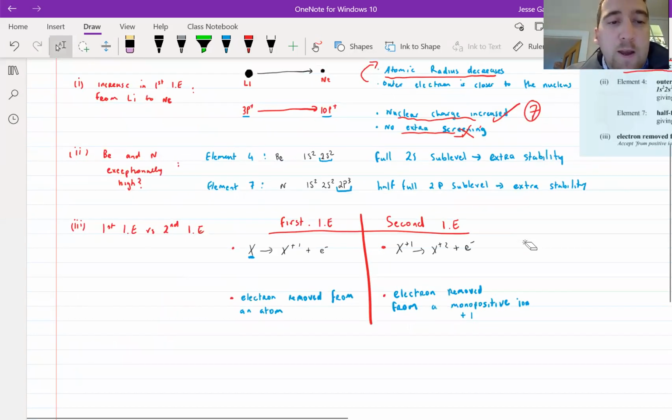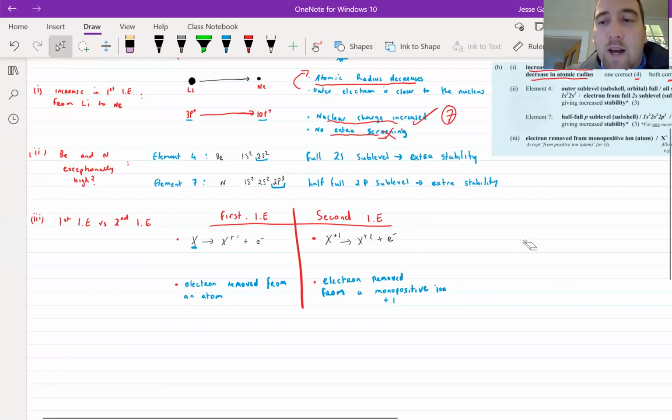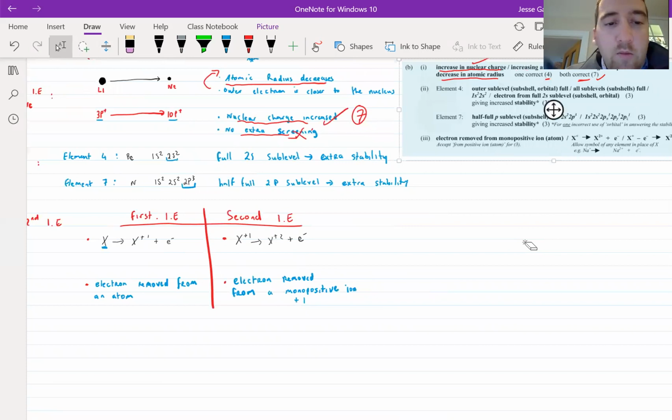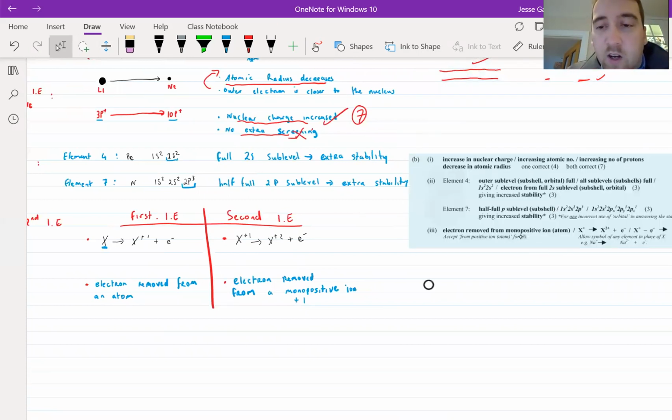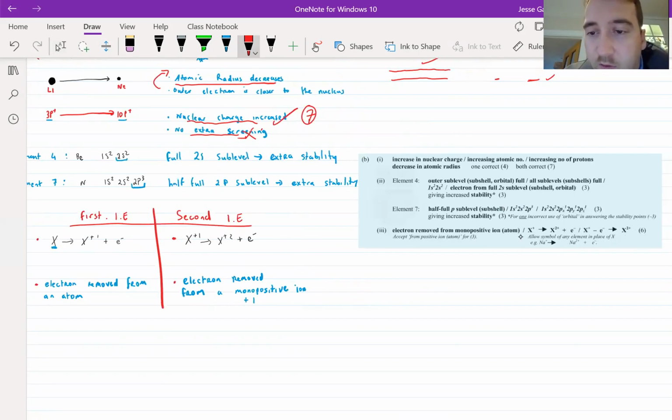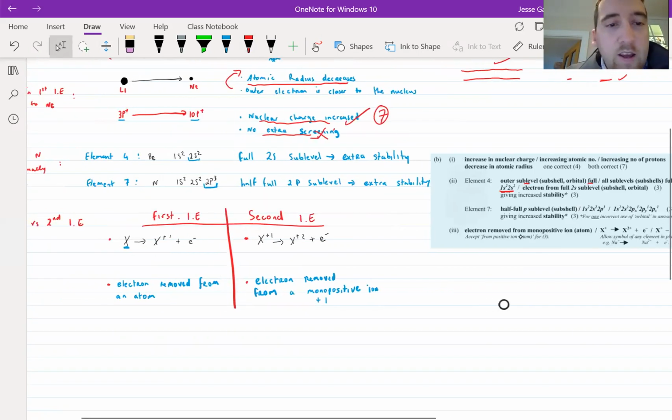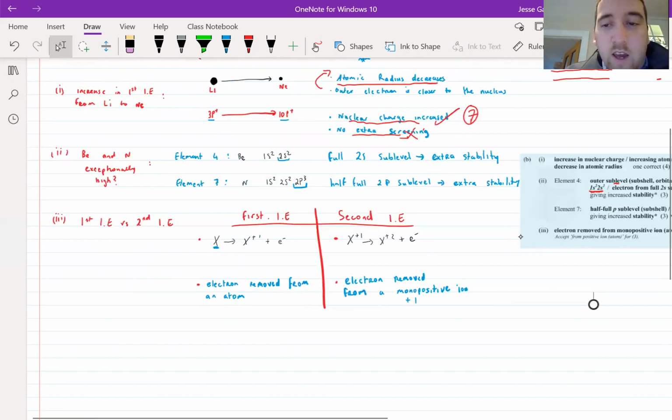But let's look at the next bit. Explain why beryllium and nitrogen are exceptionally high. Here's element 4. What does it say? It says the outer sublevel is full, which is what we've said. You could have got it just for writing down the electronic configuration. Wow, I didn't realize it would give you that for that. So we had that done there.